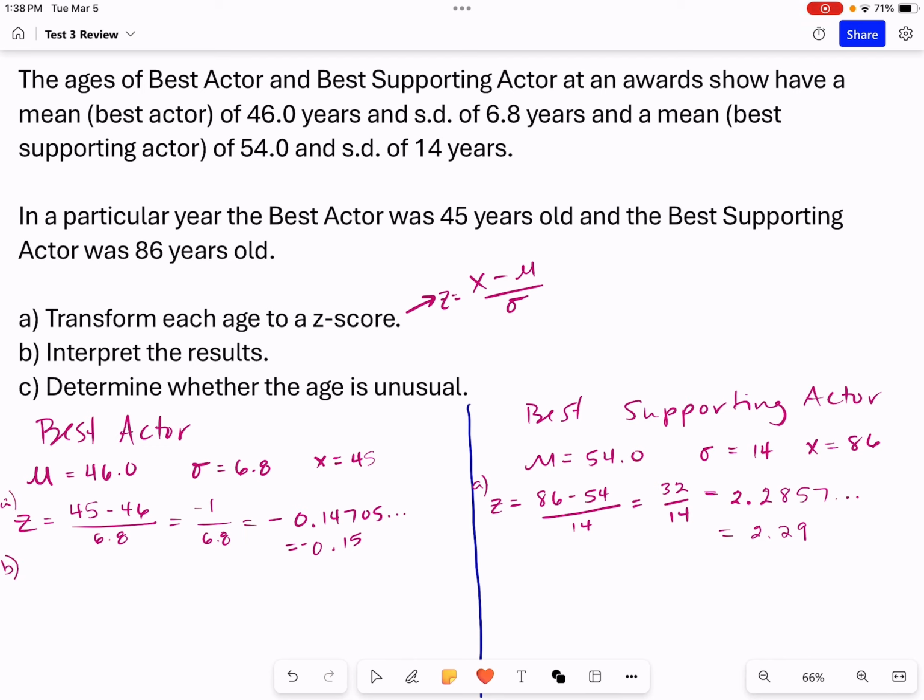Part B is to interpret, and you're actually going to be filling in the blank for the statement. But basically, your interpretation is going to be that this specific age is 0.15 standard deviation. So notice that I did not put the negative in there. So this age is negative, the z-score is negative 0.15. This age is 0.15 standard deviations below the mean. That is what the negative is telling us.